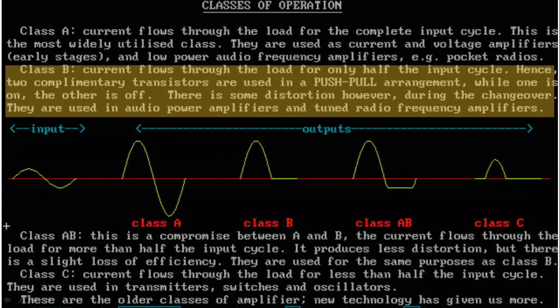If you pay attention to class AB, just read here. In this compromise between A and B, the current flows through the load for more than half of the input cycle. So it produces less distortion, but there is a slight loss of efficiency. We'll see later on.